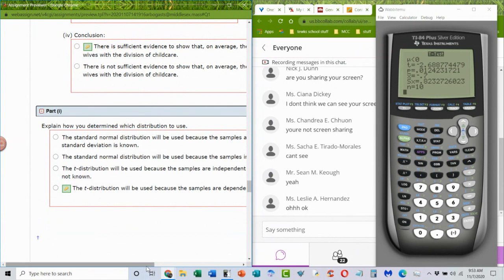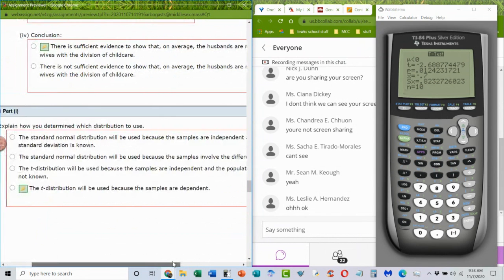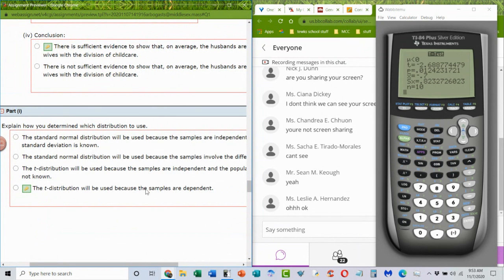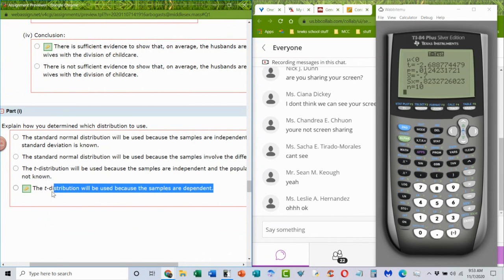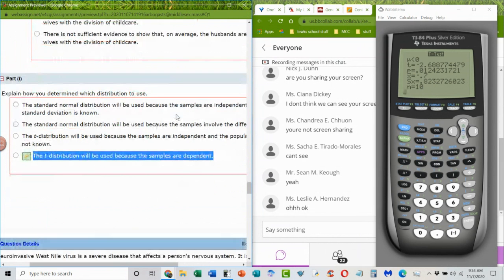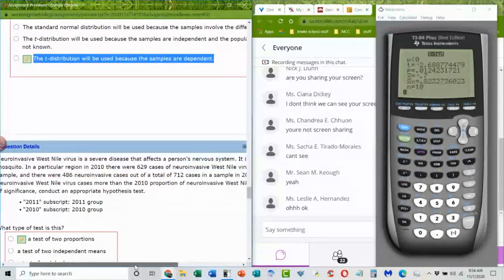Why do we have a t-distribution? Because we don't know the population standard deviation, and the samples are dependent upon each other because we have two samples, but they're dependent. We have a t distribution because we're looking to find the differences of that. And all the other previous things have been independent, like one thing had no effect on the other thing. This has effect.